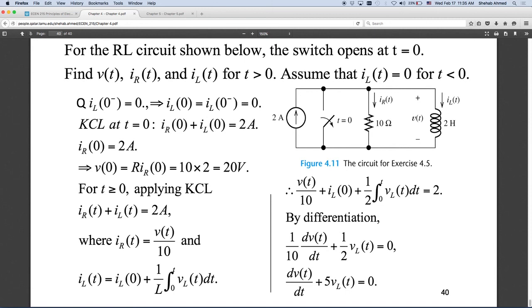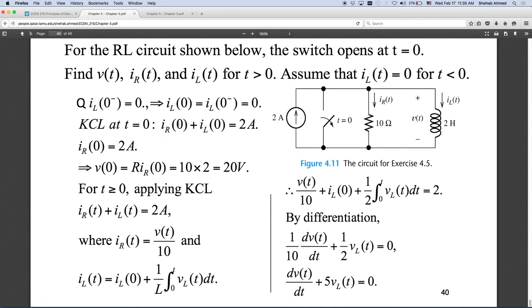And then what's the final value of inductor current? 2 amps, which means that this resistor will have 0 current through it, right? So they're going to swap the current carrying capability. So let's see what we have here. So IL of 0 minus, right before closing the switch, the inductor had 0 current flowing through it. Because inductors resist the change of current, the inductor initial condition is 0.